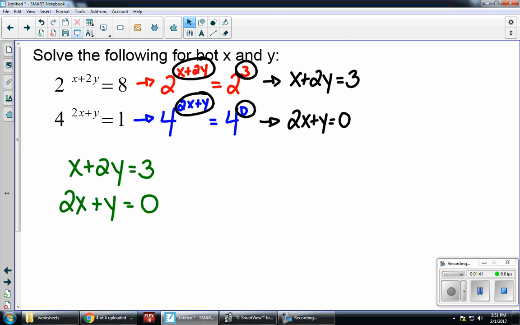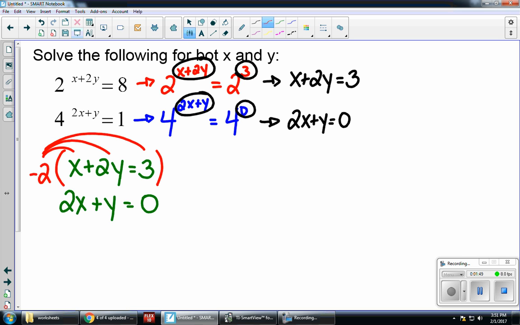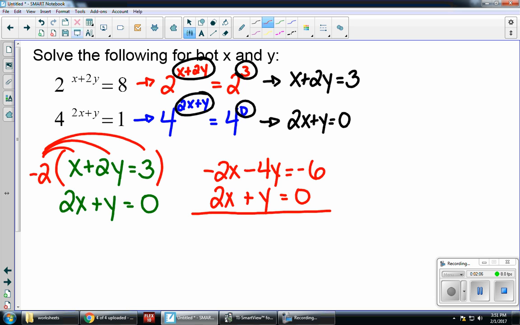I'm going to multiply my top equation by -2 because I'm going to cancel my x's. So each piece gets multiplied by that -2. So -2x minus 4y equals -6. It's my first equation. And my second equation didn't change. 2x plus y equals 0. And now I'm going to add them together.